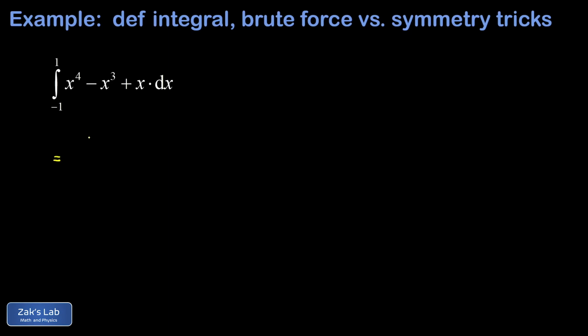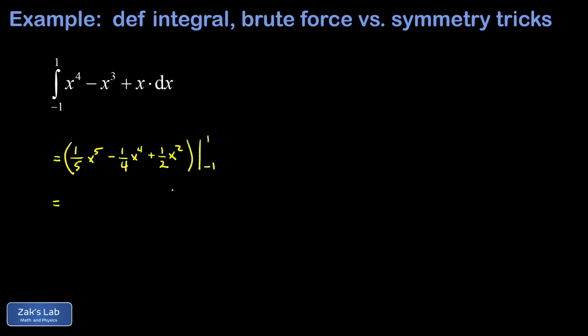I guess the antiderivative here, which is going to be 1/5 x to the fifth. This is just the power rule backwards. And minus 1/4 x to the fourth. And plus 1/2 x squared. And I said that a little weird. There's a minus sign on the x cubed term. Now we're evaluating this from -1 to 1.